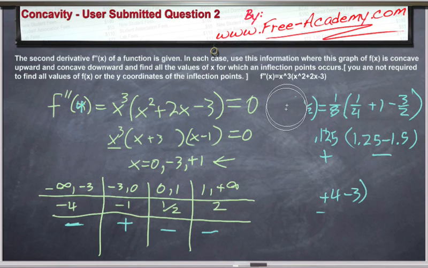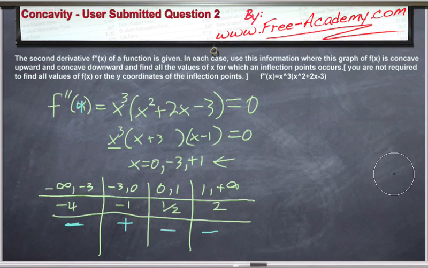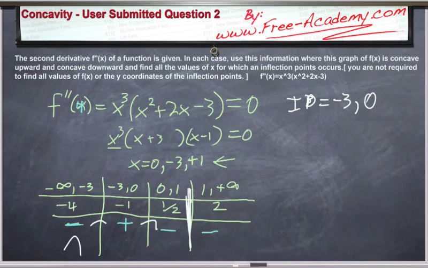Alright, so now we've done the test. We've gotten all our positives and negatives. Now wherever we change from a negative to a positive value, we have an inflection point. So our inflection points are -3 and 0. An inflection point does not occur at 1. We do have a critical value at 1, but we're going from concave down to concave down. Anyways, our negatives are concave down, our positives concave up, concave down, concave down. So we have inflection points, so we have concavity.